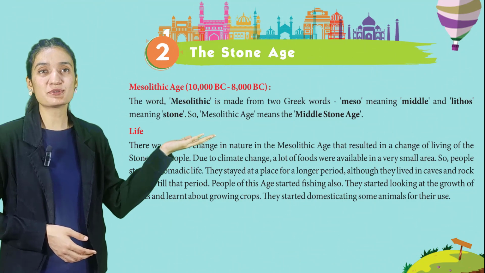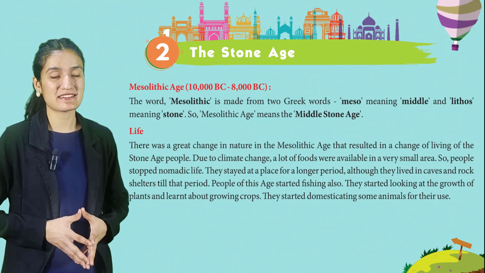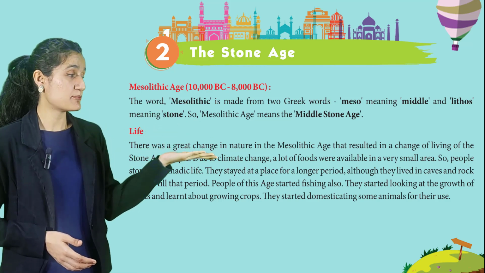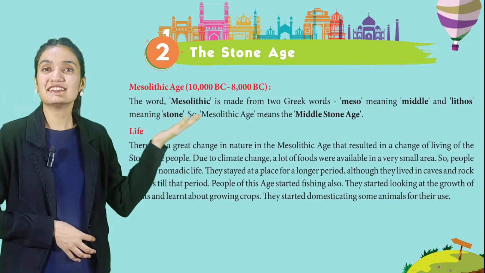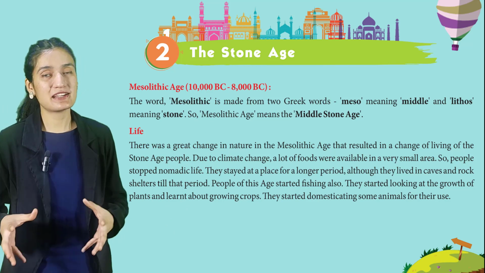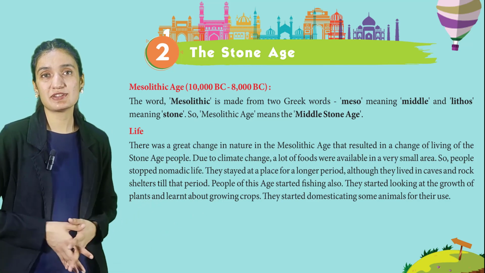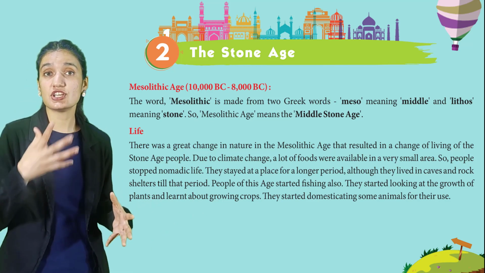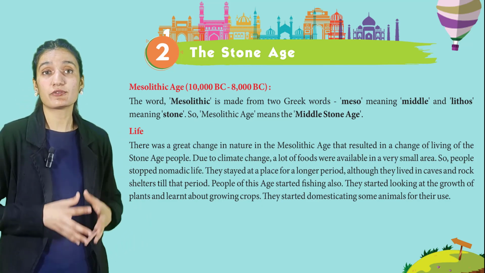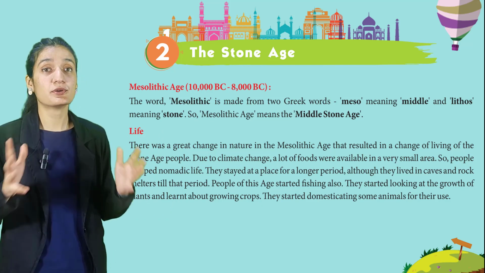Now, let's move on to the Mesolithic Age, 10,000 BC to 8,000 BC. The word Mesolithic is made from 2 Greek words, meso meaning middle and lithos meaning stone. So, Mesolithic Age means the Middle Stone Age. Life. There was a great change in nature in the Mesolithic Age that resulted in a change of living of the Stone Age people. Due to climate change, a lot of foods were available in a very small area. So people stopped nomadic life.